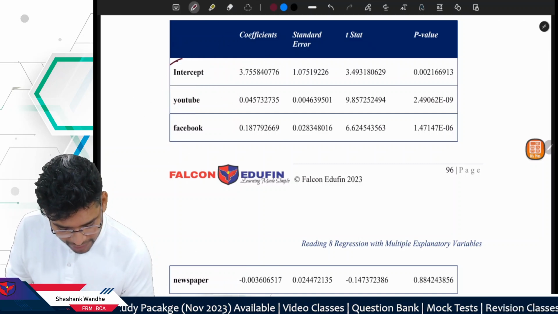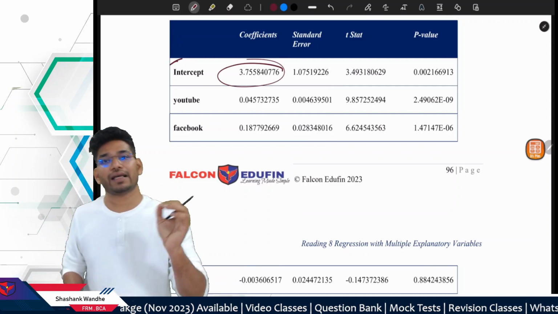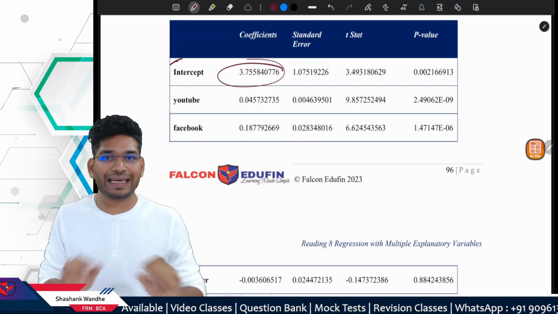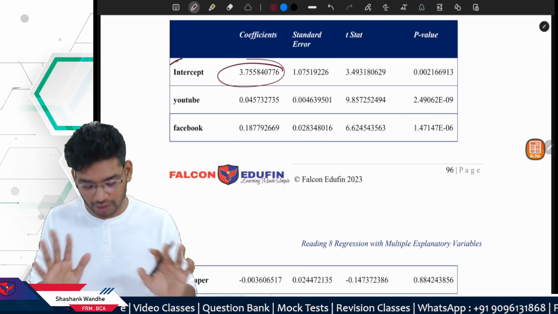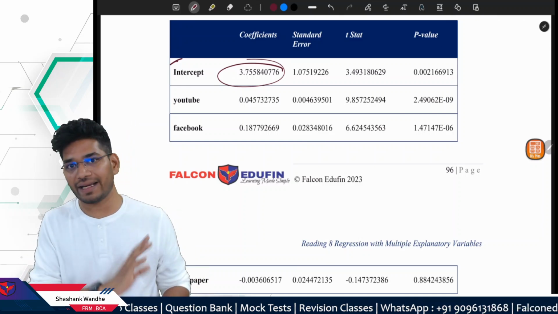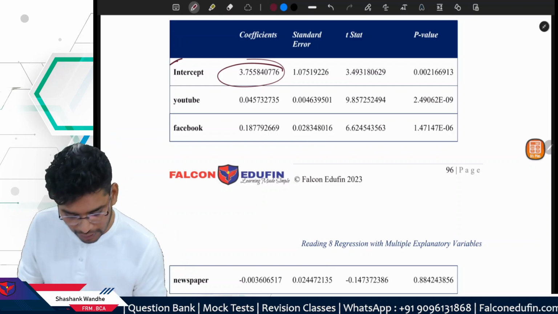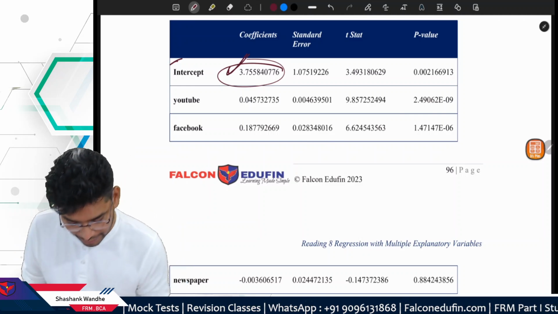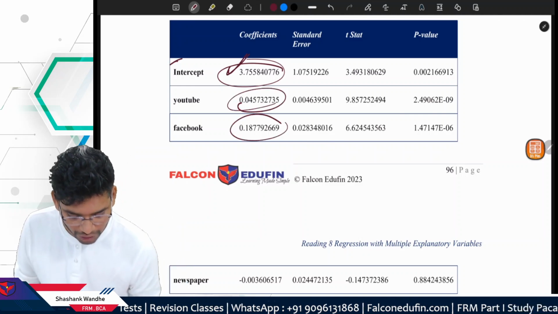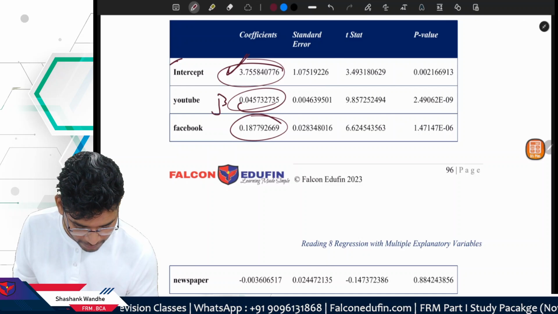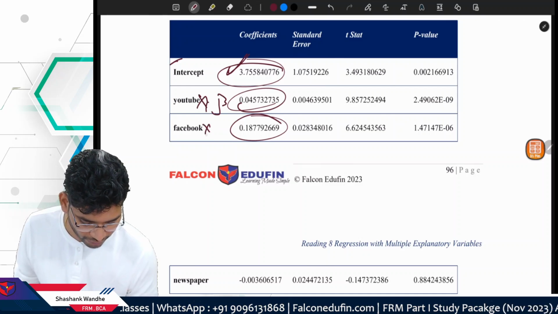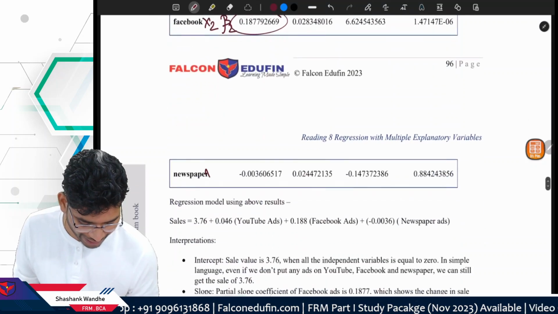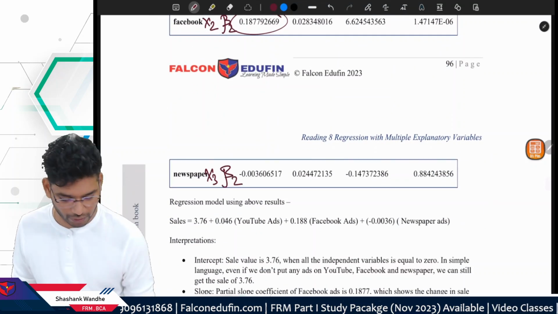The meaning of intercept is, if x is 0, that is, we don't put any money in any ad, we don't pay for ads, so ad spending is 0, so all the x are 0. Even in that case, we will get this much revenue. Then this is the coefficient or beta for this particular variable. Call this x1. If this is x2, then this is the beta for this variable. And if this is x3, then this is the beta.